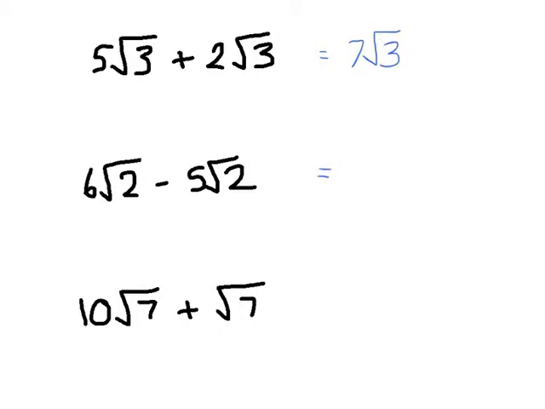So we can do the same thing with subtraction as we would do with addition. 6 lots of root 2 take away 5 lots of root 2 would just be 1 lot of root 2. I'm just going to write that as root 2. Again here, 10 lots of root 7 plus another lot of root 7. Well, if I had 10a plus a, that would be 11a, so that's exactly the same concept here. And so it's just 11 root 7.